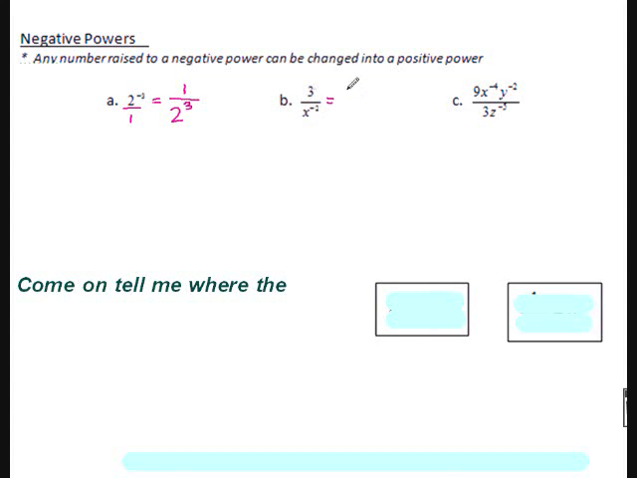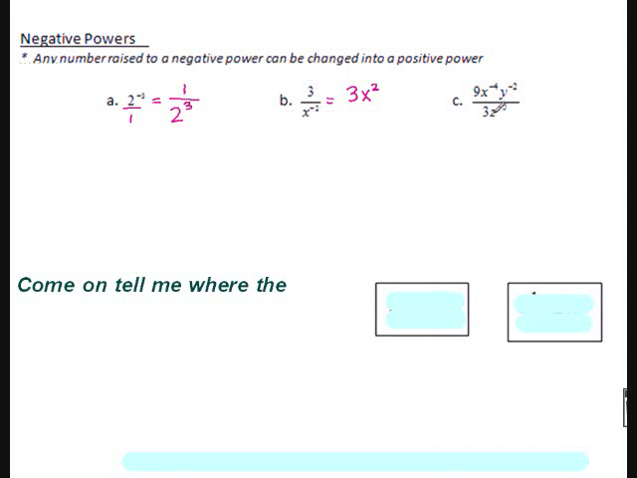The 3 is going to stay exactly where it's at. The 3 stays, and x to the negative 2 moves up and becomes x to the positive 2. So it started in the denominator, and it moves to the numerator. Now, why does this 3 not move down to the denominator? Well, it doesn't have a negative 1 power. If it did, then it would also move to the other location, but because it doesn't, we're just going to leave it where it's at.